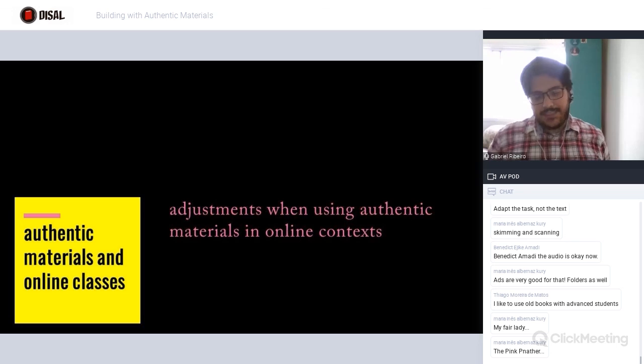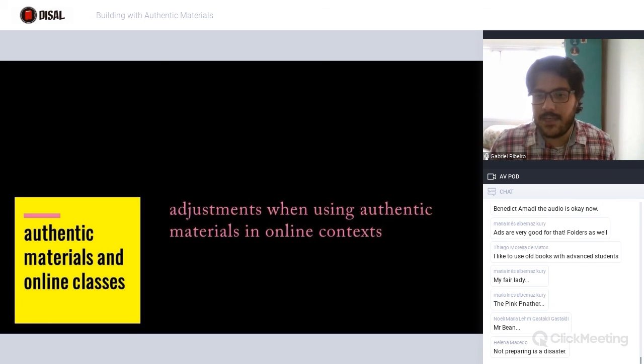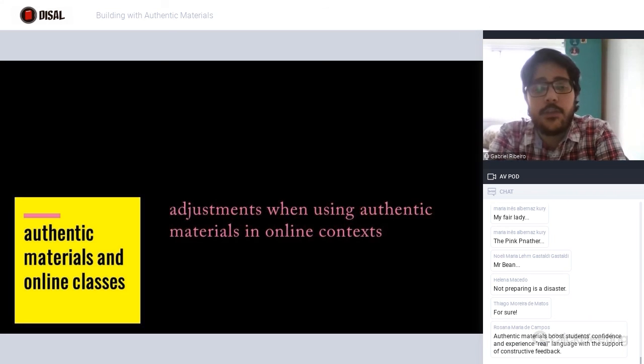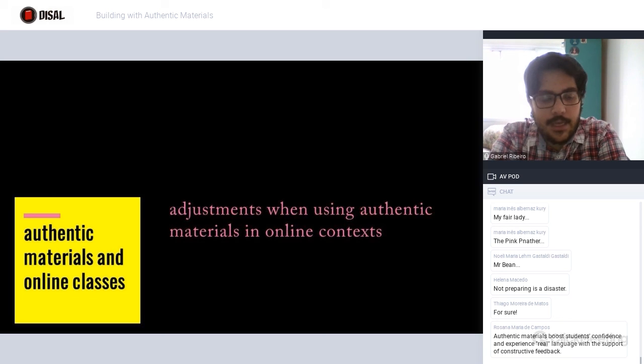I don't know about you if you have been teaching online. Preparation is the key here. But if you're teaching online, or if you had a period of time in which you didn't teach because of the pandemic and everything, I think that the way we are dealing with online classes, this is a moment in which we can get the most out of those authentic materials. And I'm thinking here specifically about videos, but this works for texts as well.